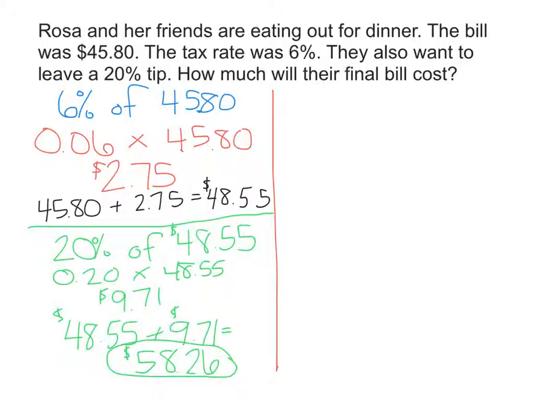Alright, and I'm only going to show you the one way actually, because it will be the easiest way to do it. Because when I checked myself, the other way that I wanted to do it didn't work out as I planned. So we're going to do it this way. So first find the percent of the tax, and then find the tip.